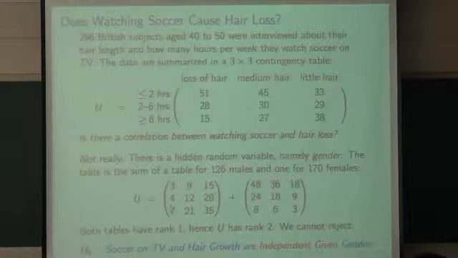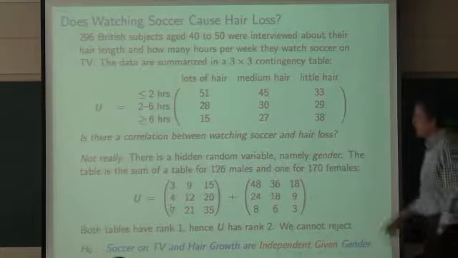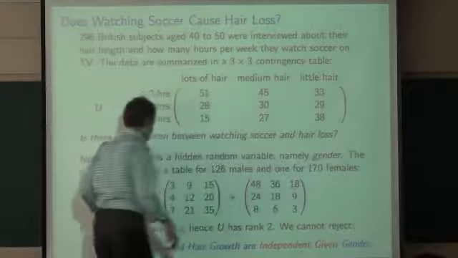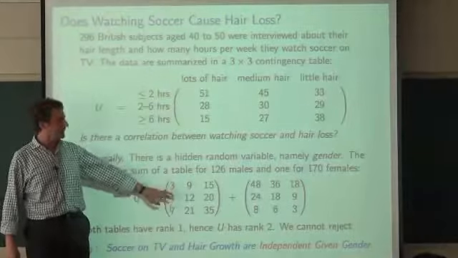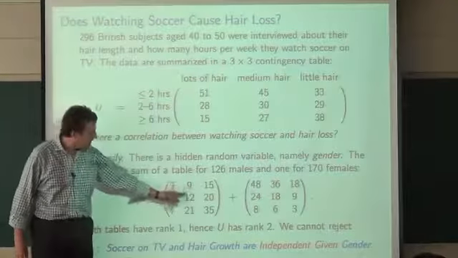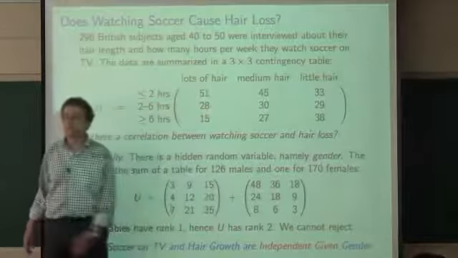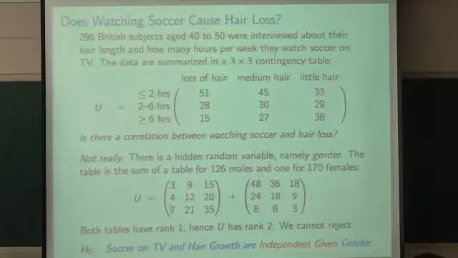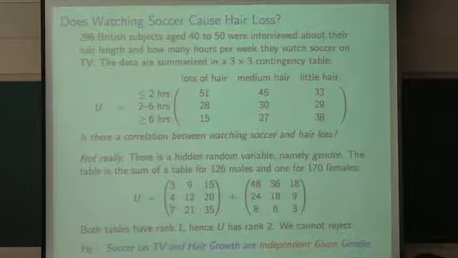Now the way I've constructed these tables is they're both perfectly rank 1 matrices, right? So this is a rank 1 matrix. The male table is perfectly independent. It's a rank 1 table. 3 times 12 is 4 times 9 and so on. Likewise, the female table is perfectly independent. So therefore, our table has rank 2. We certainly cannot reject this null hypothesis.